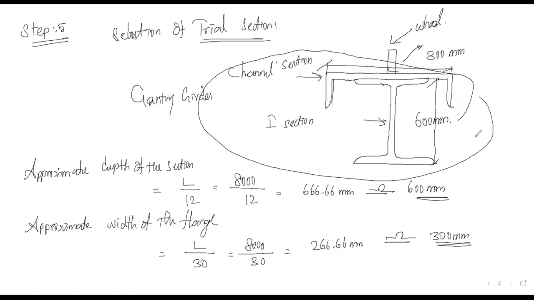For the I section, we take the dimensions as they are, but the channel normally is given in the handbook in this direction. With respect to YY and XX, we are going to rotate it and place it in this position. This height of the channel section becomes the breadth of the gantry girder. So we have to choose a section from the handbook such that the height of the channel section becomes 300 mm.